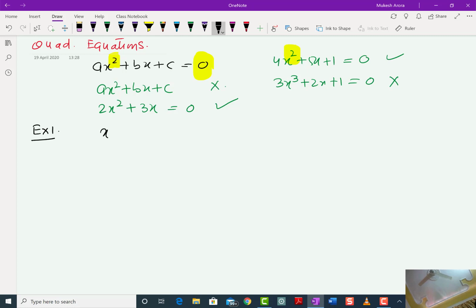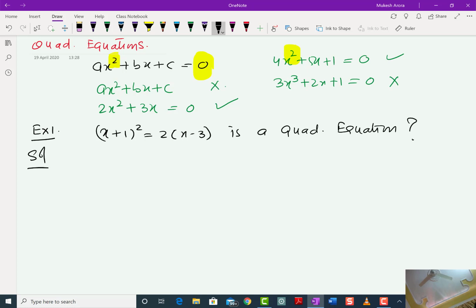Check whether (x plus 1) raised to the power 2 is equal to 2x minus 3 is a quadratic equation. We have to check. So first of all, we'll simplify. a square plus b square plus 2ab is equal to 2x minus 6.